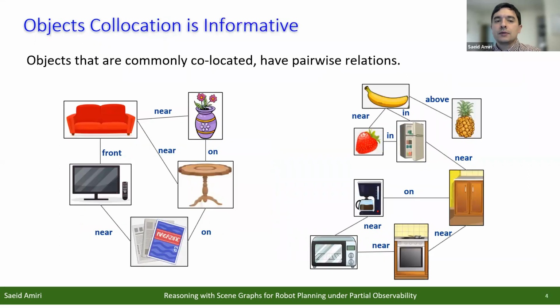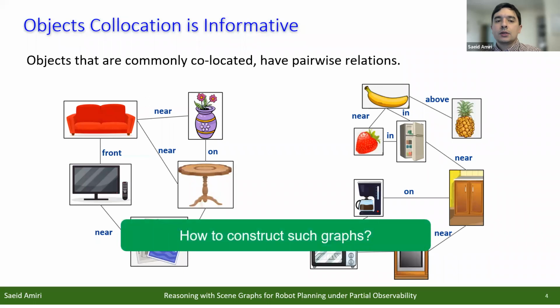To address this challenge, we leverage the fact that objects are usually co-located with some certain objects. For instance, fruits are usually seen near other fruits in the kitchen. And we can form graphs to find out what objects are co-located with each other. Now the question is how to construct such graphs.